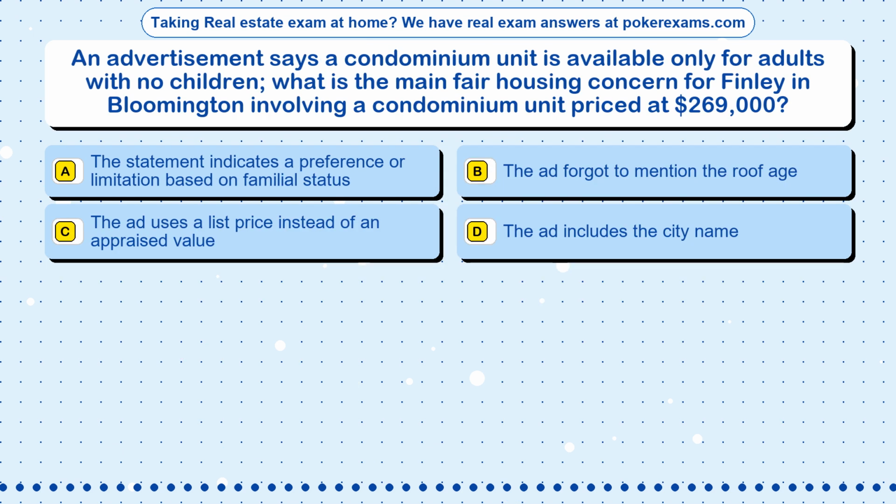Question 61. An advertisement says a condominium unit is available only for adults with no children. What is the main fair housing concern for Finley and Bloomington involving a condominium unit priced at $269,000? Option A, the statement indicates a preference or limitation based on familial status. Option B, the ad forgot to mention the roof age. Option C, the ad uses a list price instead of an appraised value. Option D, the ad includes the city name.